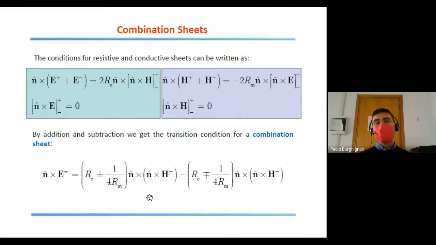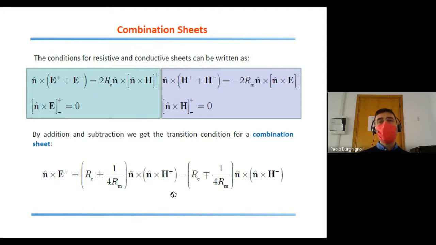Okay. It is interesting to note that in general, these are also transition conditions. That is, generally, both the plus and minus fields are different from zero. However, there is a particular choice of the resistivity and conductivity that make this transition condition actually a boundary condition.